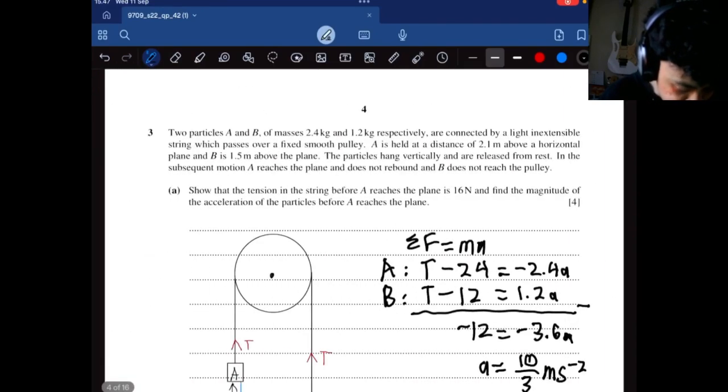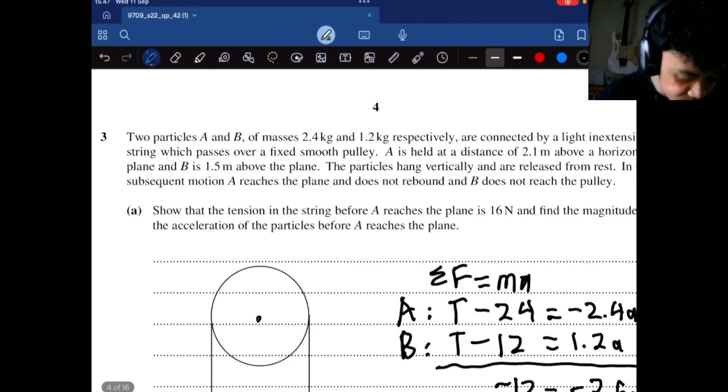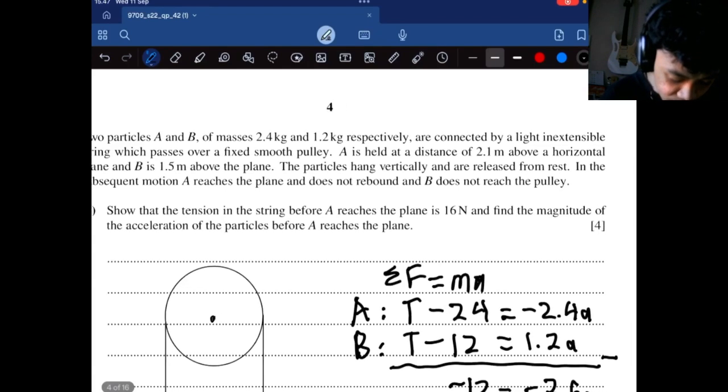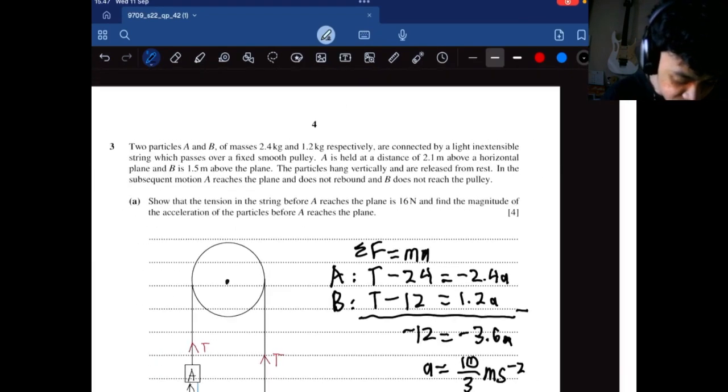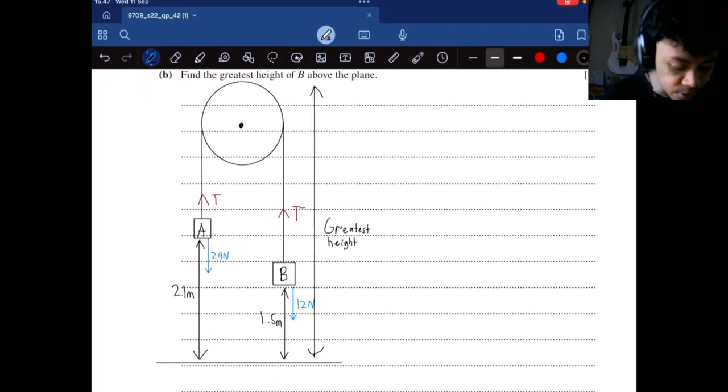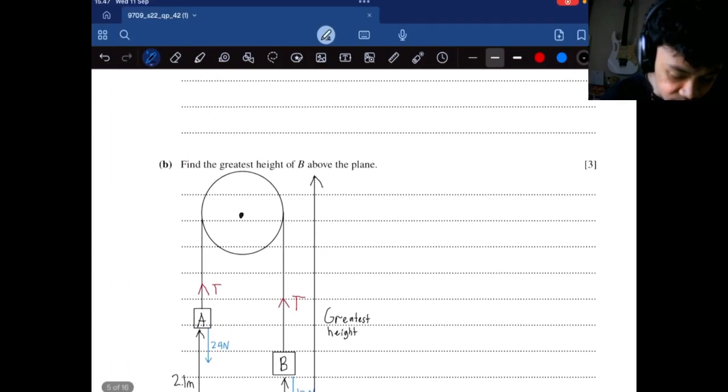You know that from this statement right here, the subsequent motion A reaches the plane and does not rebound. Meaning that as A reaches the plane, or goes down, it doesn't bounce up again. And B does not reach the pulley. So from that statement, we can conclude that the final speed for both the particles is the same. So how can we find that?